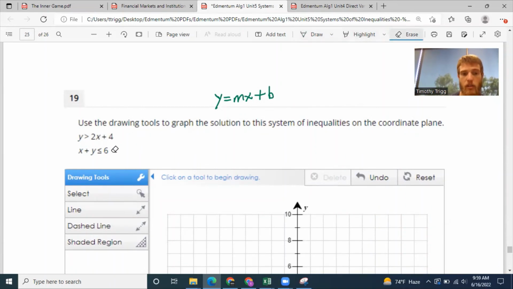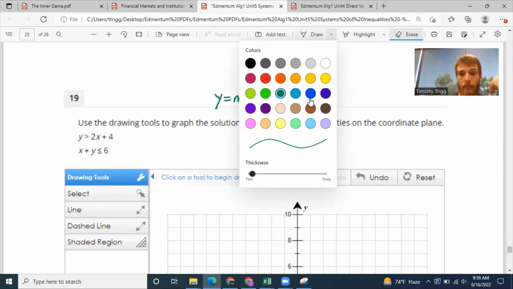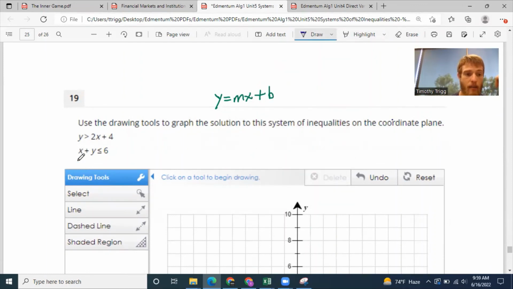It says x plus y is less than or equal to 6. So I can get it into this form by solving for y. In other words, let's get y by itself. We're going to go ahead and subtract x on both sides of this inequality. That way we can get our inequality into the slope-intercept form.